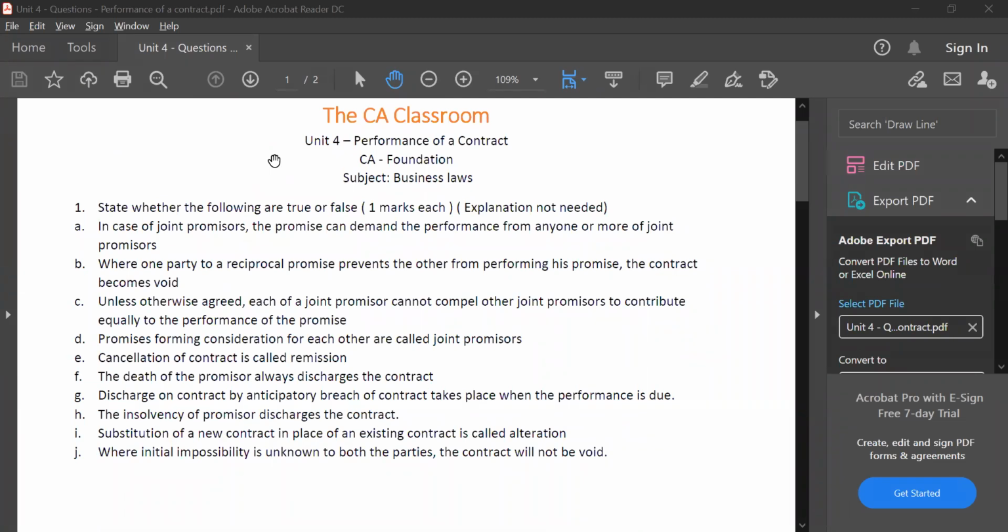So the doubt here is where one party to a reciprocal promise prevents the other from performing his promise, the contract becomes void. So it becomes voidable at the option of the party who is being prevented, right? How is it void? Okay, so if you take your textbook, I'll just tell you which page number. Yeah, sure. Just 1 second. Just give me a moment.